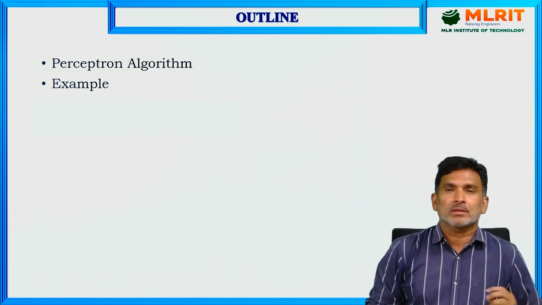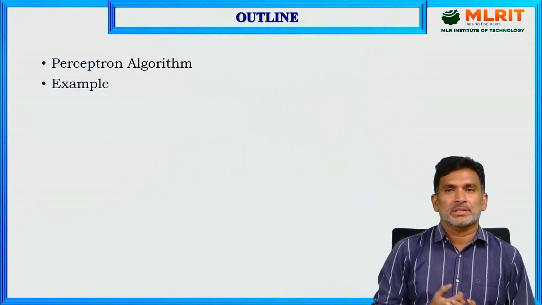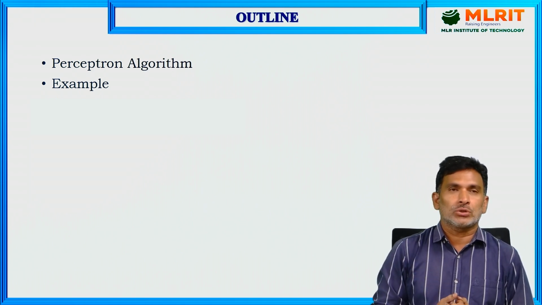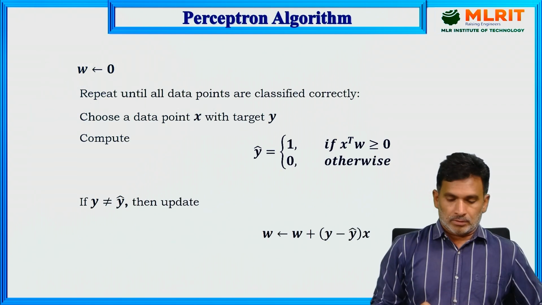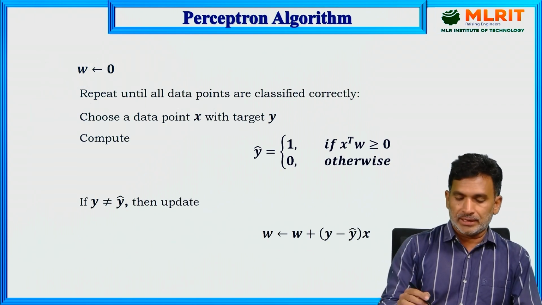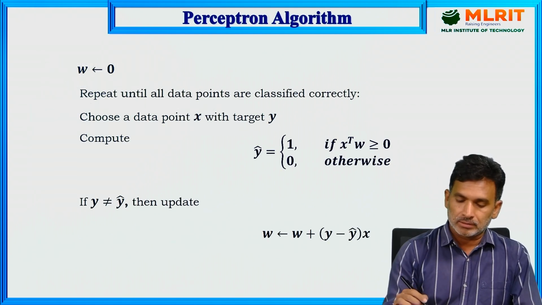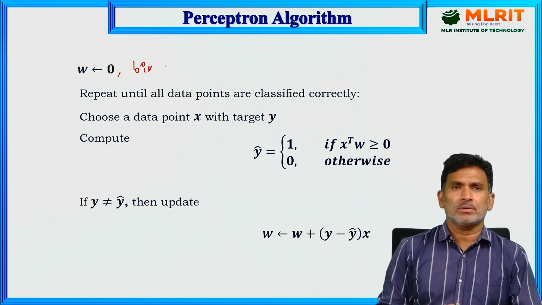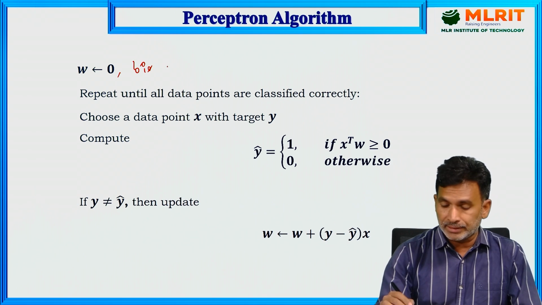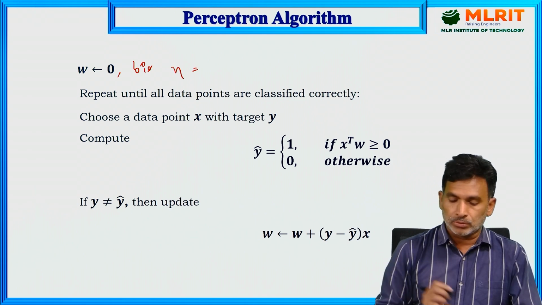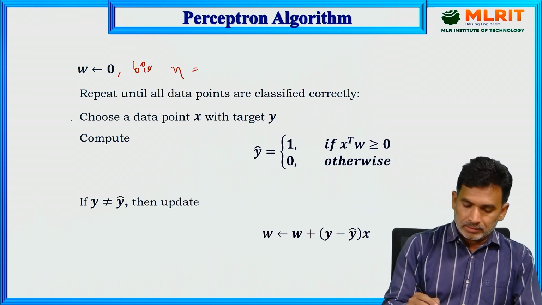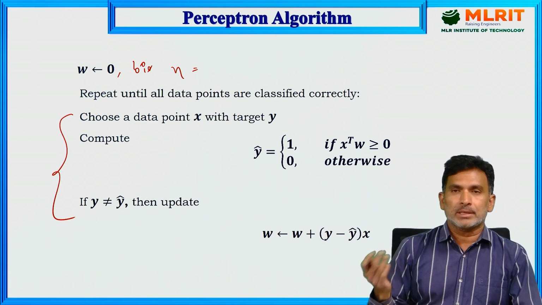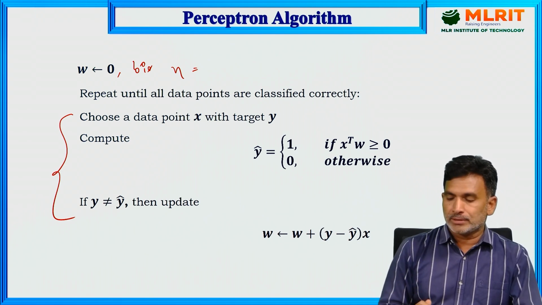So in this lecture, I'm going to cover the Perceptron algorithm, and then we'll see a numerical example, that is how we train the Perceptron to learn the AND gate function. So first step, we need to initialize the weight and bias values, and also we need to supply the learning rate eta. These steps need to be repeated till all the data points are classified correctly.